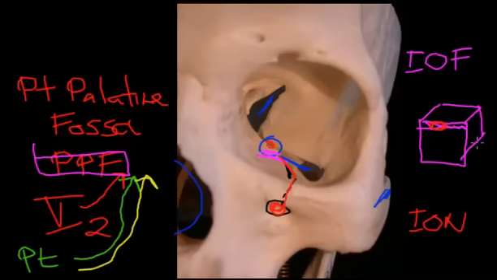That's the first branch of the maxillary division of trigeminal nerve, and if we imagine this original pterygopalatine fossa as a cube, the infraorbital branch is the branch that comes out through the front wall of the cube.